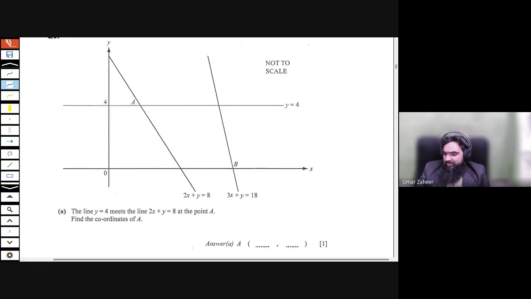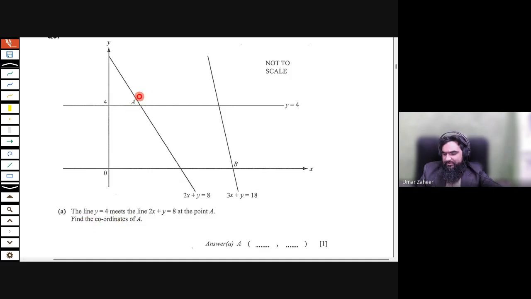All right. The line y is equal to 4. I told you y is equal to 4 is basically a horizontal line. This is the line y is equal to 4. It meets the line 2x plus y equals 8 at A. So they are going to meet at this point. Find the coordinate of A.